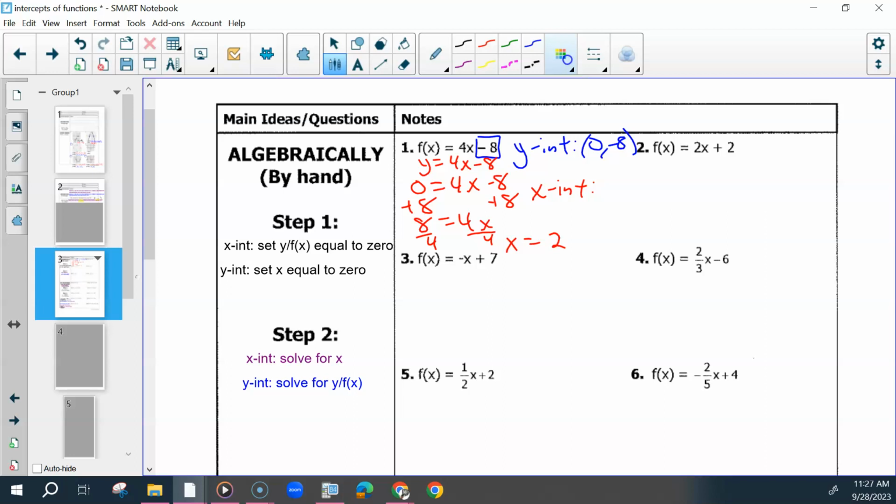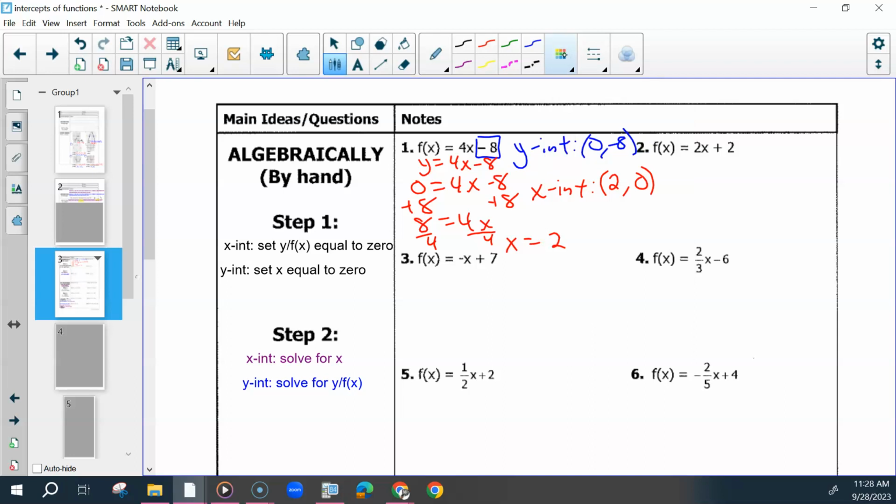So once you find what the x value is, you still have to write it as an ordered pair. So this would be 2. We put 0 in for y, so that would be your y value. Even with these, your x and y value, whatever you're not solving for, is still going to be 0. Then we'll ask for any questions on this page and then we'll move on.